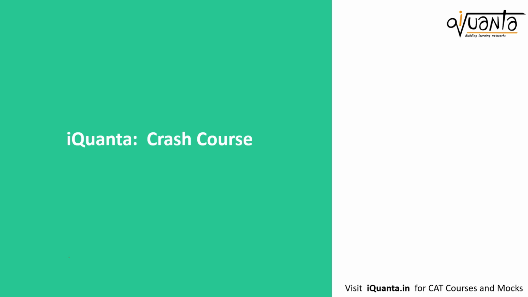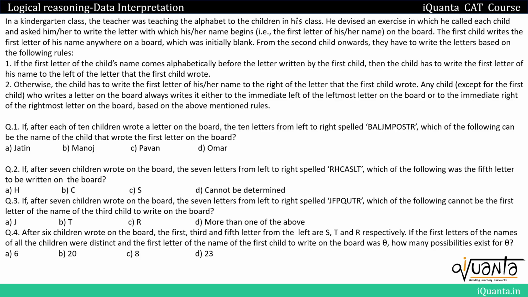Hello everyone, let's solve a puzzle in this video. The question we have is, in a kindergarten class, the teacher was teaching the alphabet to the children in his class. He devised an exercise in which he called each child and asked him or her to write the letter with which his or her name begins. That means the first letter of his or her name on the board.